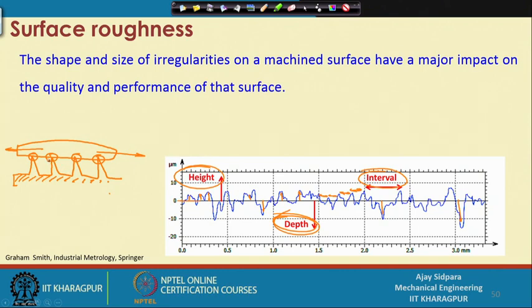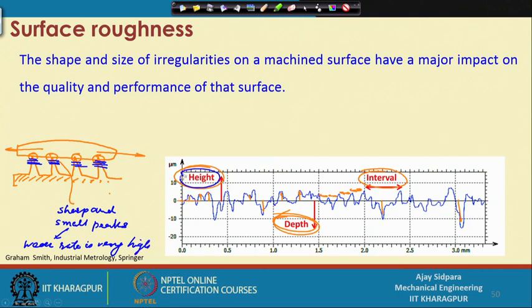These peaks are very small and they are also very sharp. So, let me write it: sharp and small peaks. When they move in this direction, what is going to happen? They will shear off from this part. So, the wear rate will be very high. So, height will play an important role.